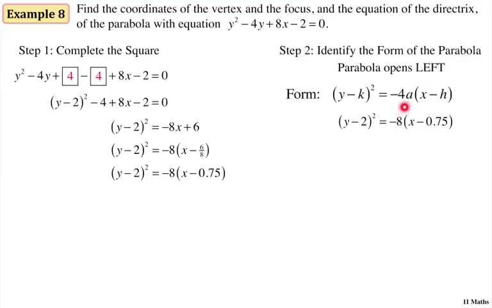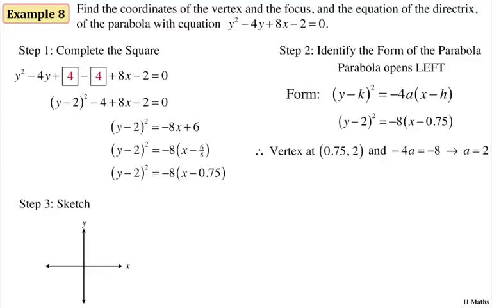There's our formula: y squared equals negative 4a times x take h. The vertex is at plus 0.75, plus 2. Remember, x comes first. Minus 4a equals minus 8, which means when I divide both sides by minus 4, minus 8 divided by minus 4 gives plus 2. That's my focal length. Let's draw a sketch.